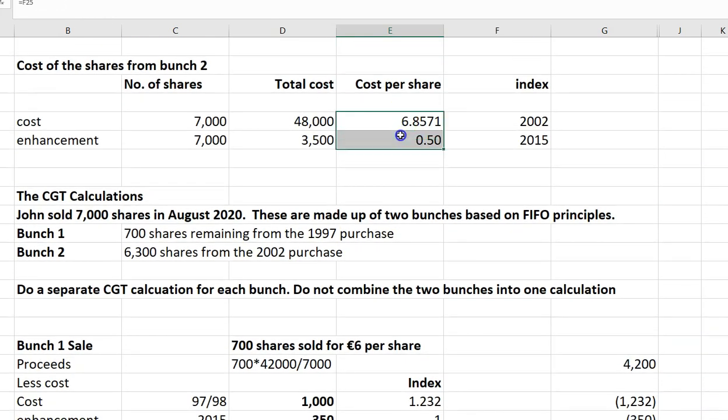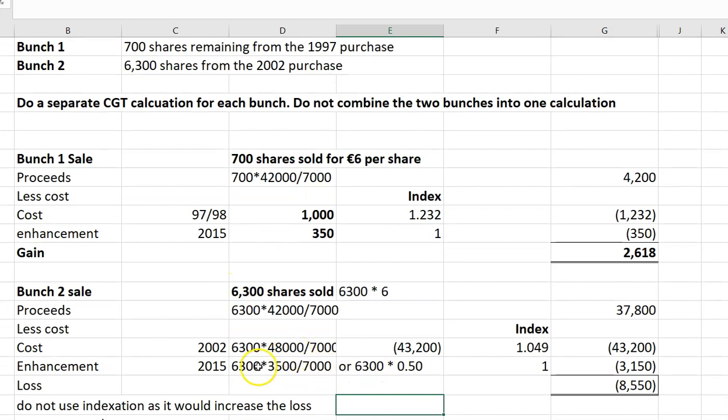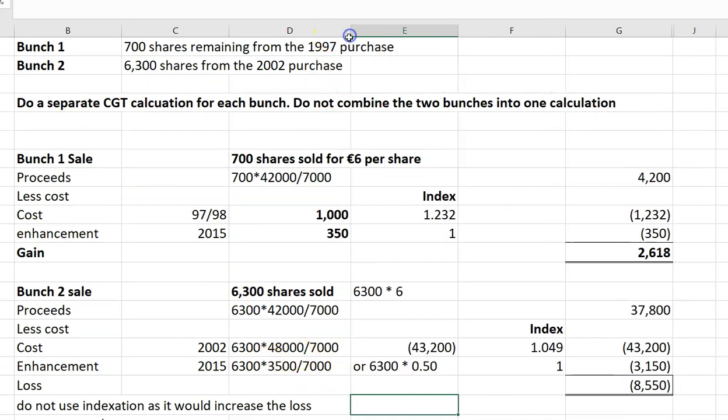So you could use the cost per share, multiply 6,300 by this and this, or else just do it like I have done it here, where I just use the overall costs and divided them in. And when you do that and you multiply 43,200 by the index factor, I get that, and I see there's a loss. And I always in my head go, okay, indexation. So anytime there's a loss, you have to just double check and say indexation can't increase a loss, or the other rule is indexation can't turn a gain into a loss, or vice versa.